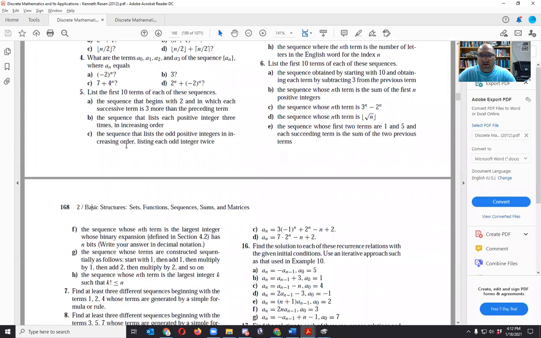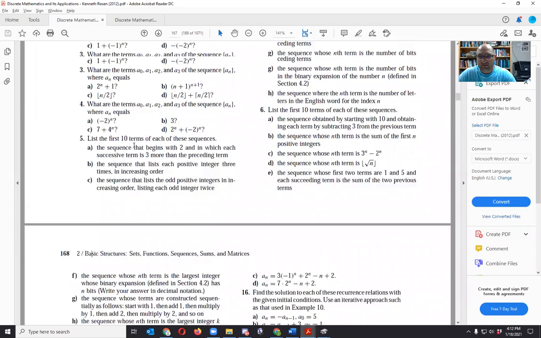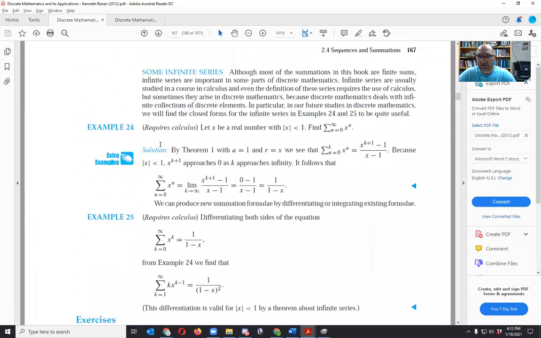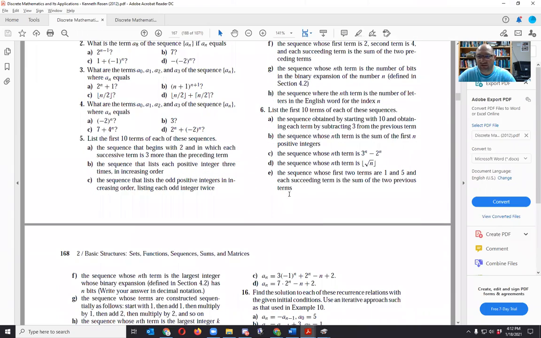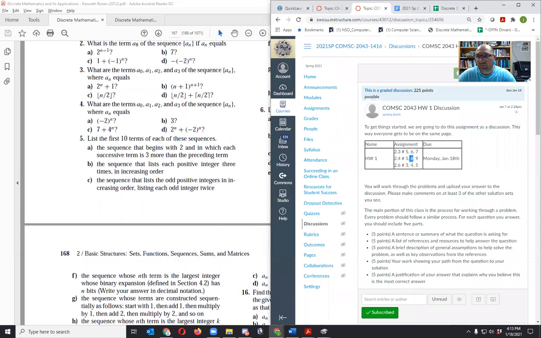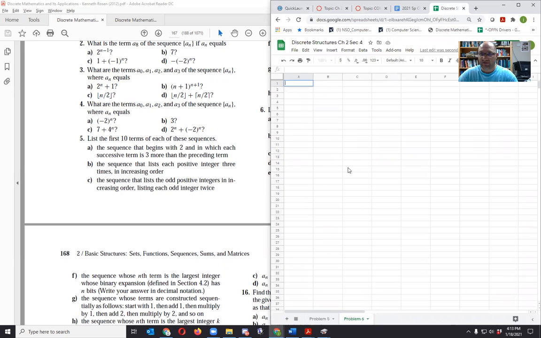Over here, I've got the book open, and this is still section 2.4. Now we want to do number 6. This one says we're going to list the first 10 terms of each of these sequences. What worked well is this handy dandy little Excel spreadsheet. This is problem 6.